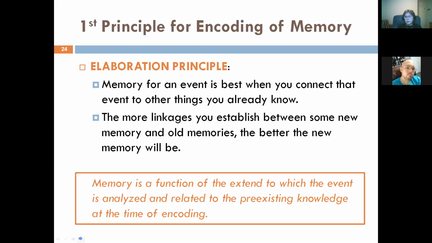That gives us the first principle, a law for encoding of memory. And here is the stuff in the box for you that you should try to memorize, because all these 7 laws that I'll be talking about today and next week are all in the same form. So memory is a function of the extent to which the event is analyzed and related to the pre-existing knowledge at the time of encoding.